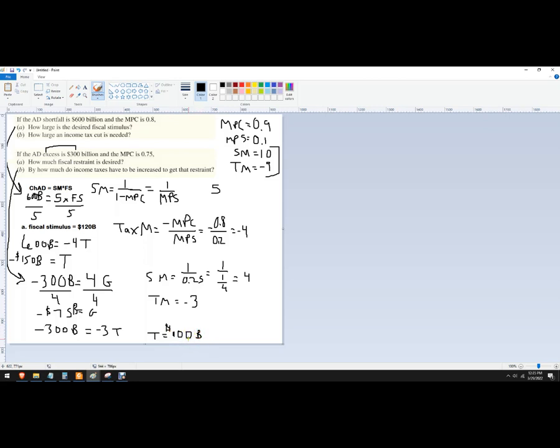Okay, so we need more of a tax increase than of a government spending decrease. And that's how to answer those questions. They're pretty standard, they're just using slightly different language.